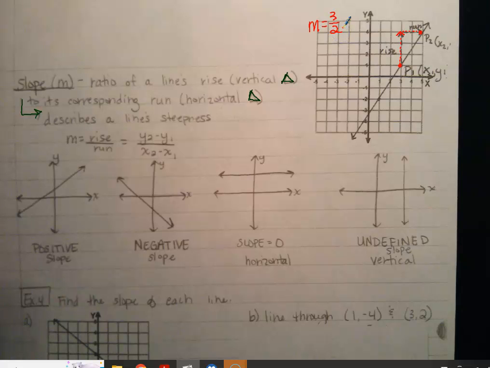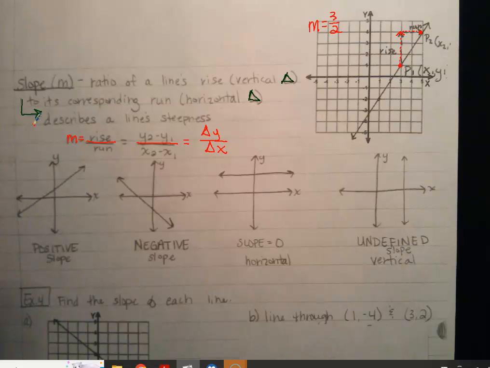Okay. So oftentimes, we talk about slope as the rise over the run, or y2 minus y1 over x2 minus x1. And you'll also see me write it as the change in y over the change in x. It's a little bit quicker, so you'll get all of those from me.